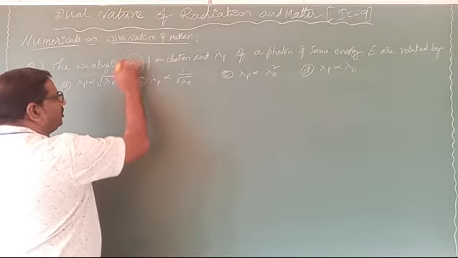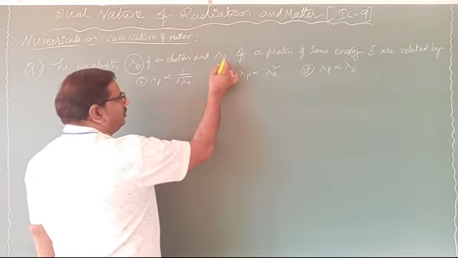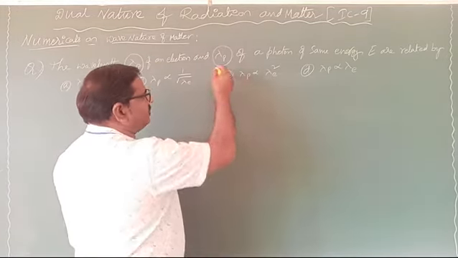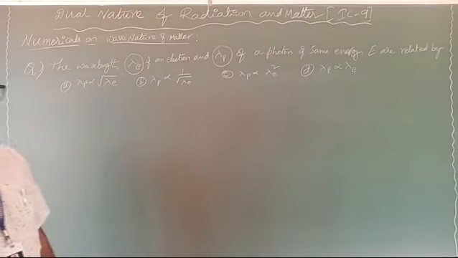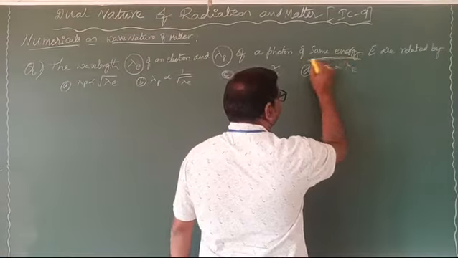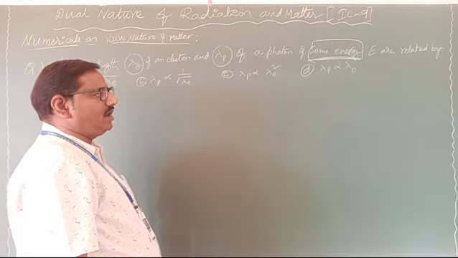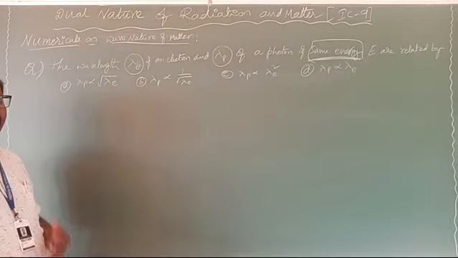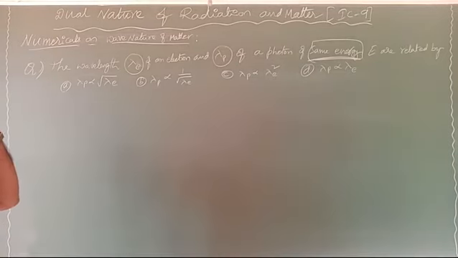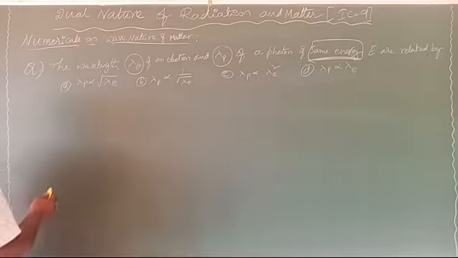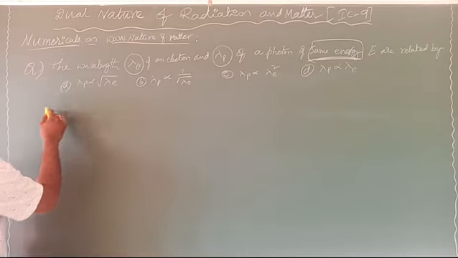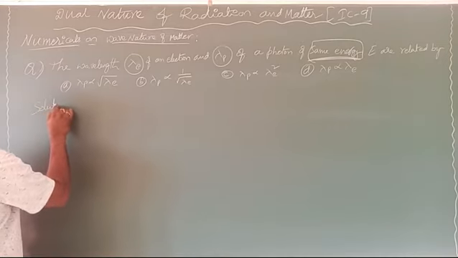The electron wavelength is given as lambda e, and the wavelength of the proton is lambda p. Both have the same energy. If they have the same energy, what is the relation between these two wavelengths? To know that, first we want to write the wavelength of an electron in terms of energy. That only we are solving in this solution.